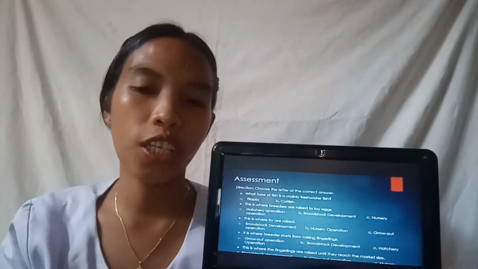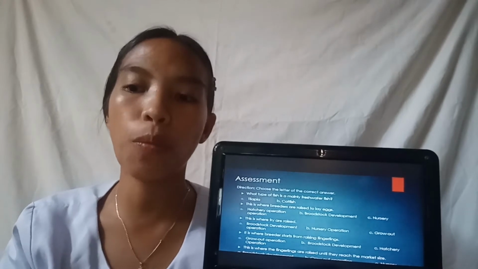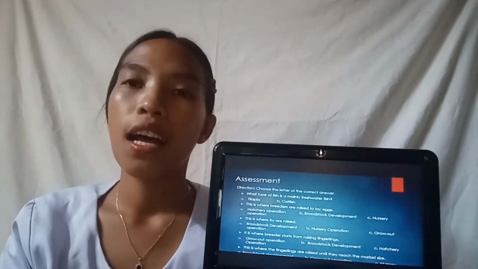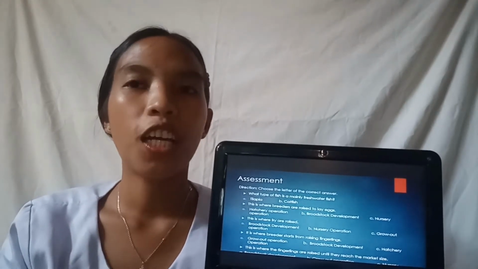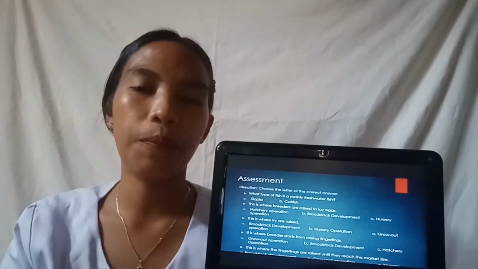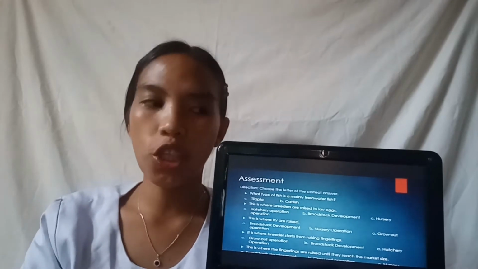And the last question is, this is where the fingerlings are raised until they reach market size, usually 6 to 7 pieces per kilogram. Letter A. Broodstock development. Letter B. Grow out operation. Letter C. Nursery operation. Yes, it is a grow out operation.